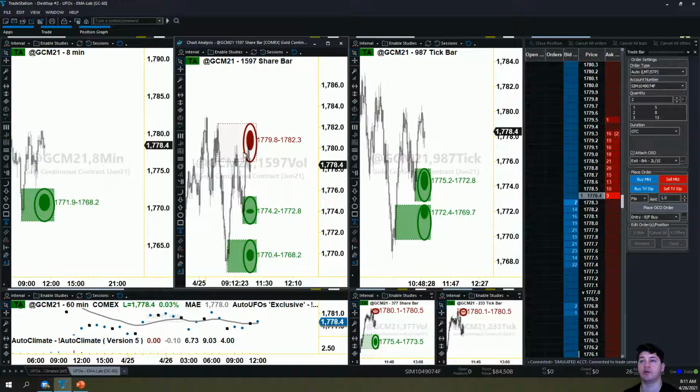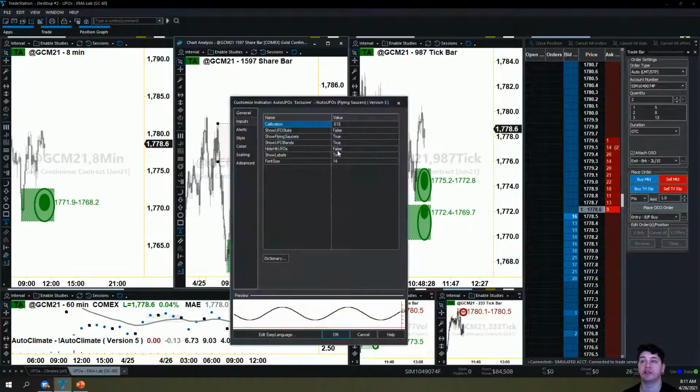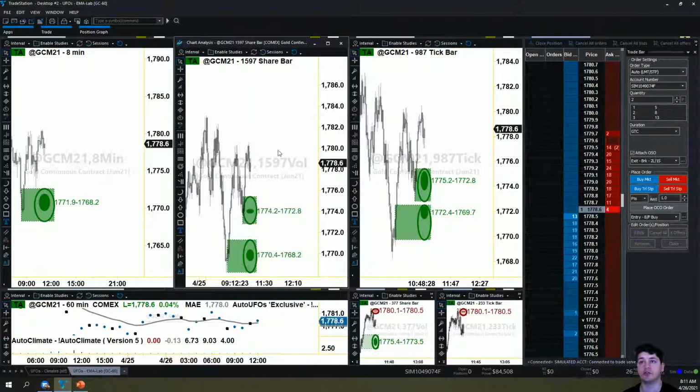And lo and behold, it's right there. This would have been our entry UFO right in this location. Now, obviously, this has been hit. It's been filled. So we're going to go ahead and turn this back on to true, because we want to get in on UFOs that are not filled, UFOs that have not disappeared. That's our methodology. That's our setup. That's how we trade this plan.